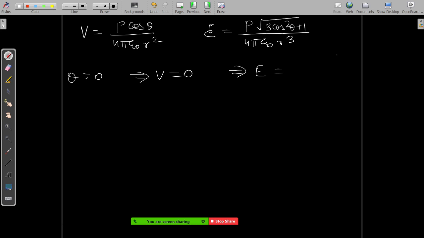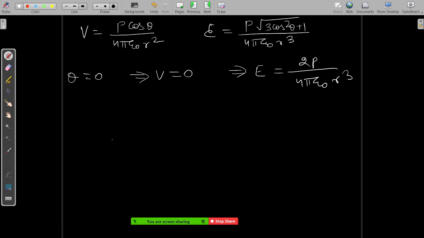What about E when theta is equal to 0? If this is 0, then it's 1, it's 4, then it's 2 times P. It becomes twice, how much? 2P by 4 pi epsilon naught by R cube.